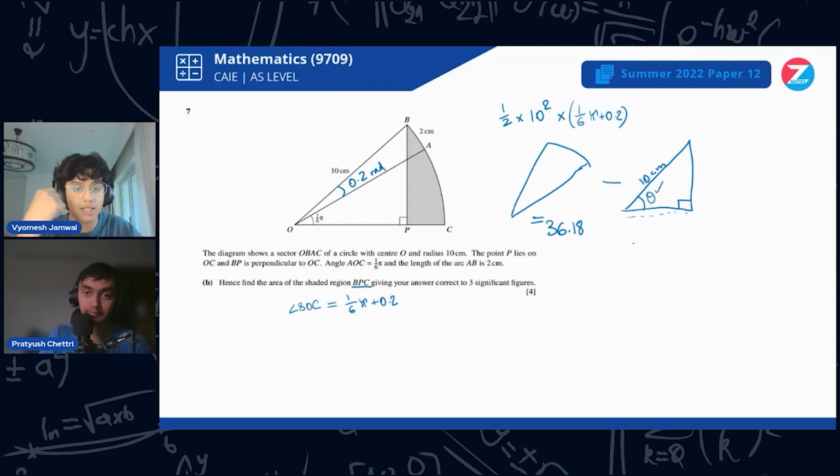It's going to be 10 sine theta, sine of 1 upon 6 pi. Cosine. Oh, wait, my bad. Yeah, cosine. Cosine of 1 upon 6 pi plus 0.2.